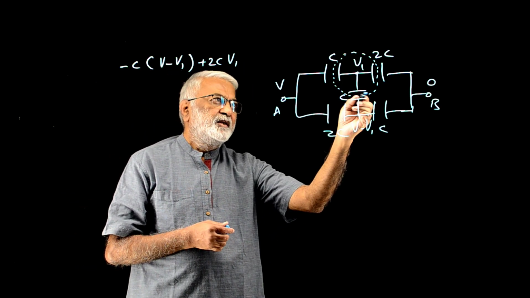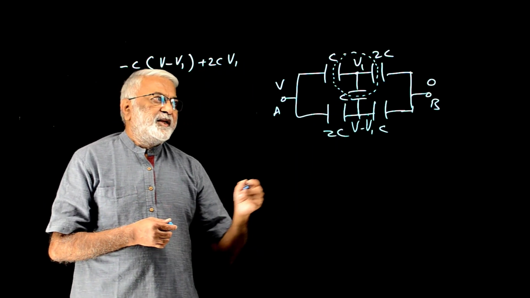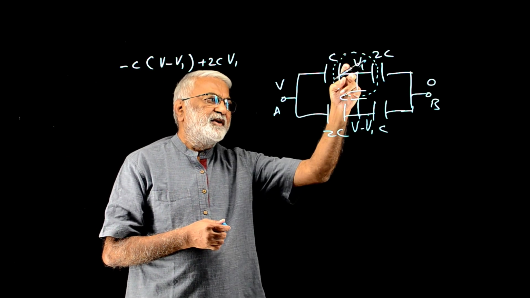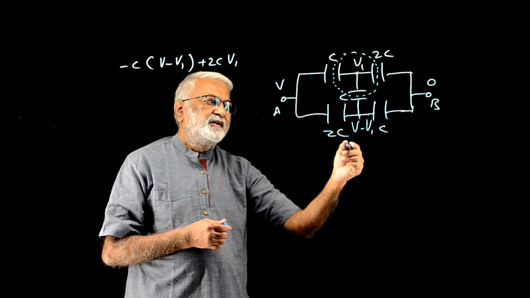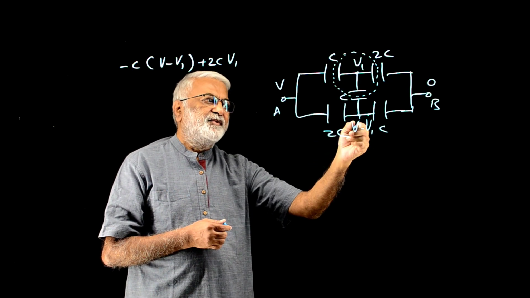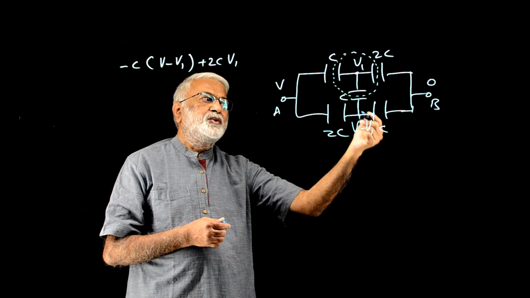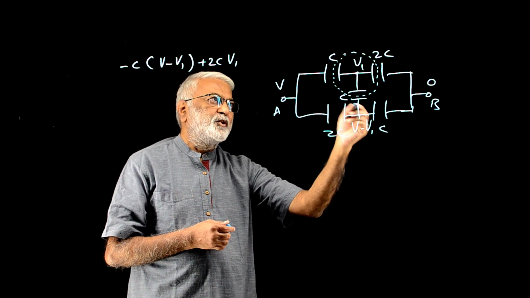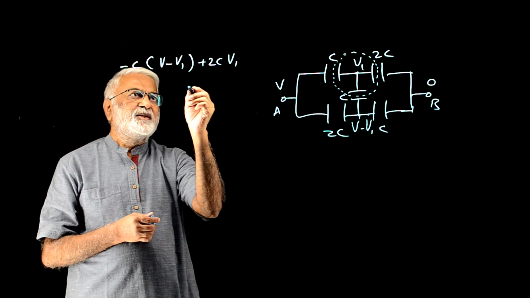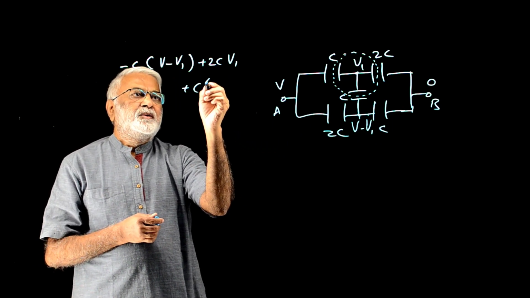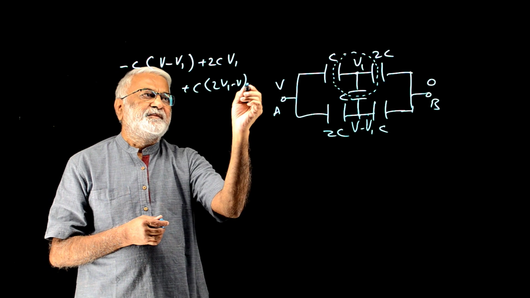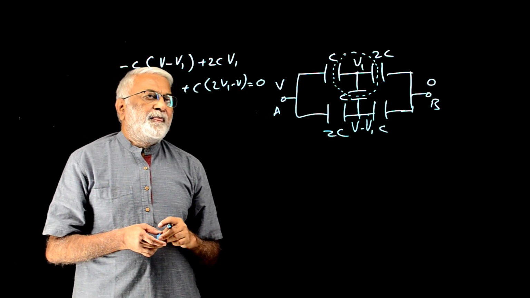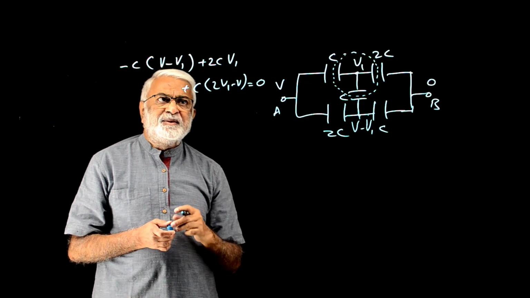And this one will be this V minus V1 and this V1. So the potential difference across this will be V1 minus (V minus V1). That is 2V1 minus V, right? So that's plus C into (2V1 minus V). That will be equal to 0. And then I will solve for V1 in terms of V.